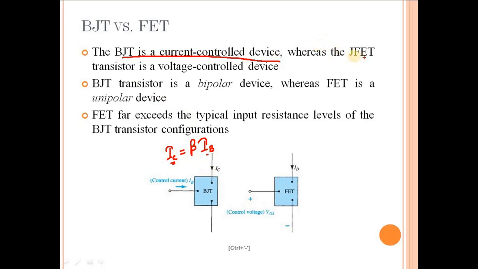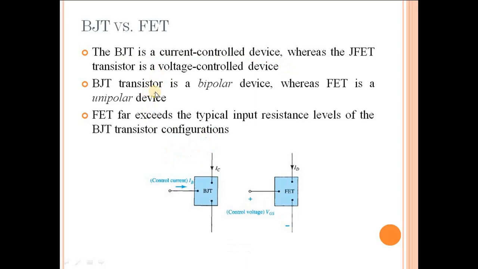Whereas in the case of JFET, in the case of junction field effect transistor, the output current ID is controlled by an input voltage, and that is gate to source voltage. If this is G, the gate terminal, and this is source terminal, then VGS controls how much ID will flow through the FET. So that is why we say that JFET is a voltage controlled device.